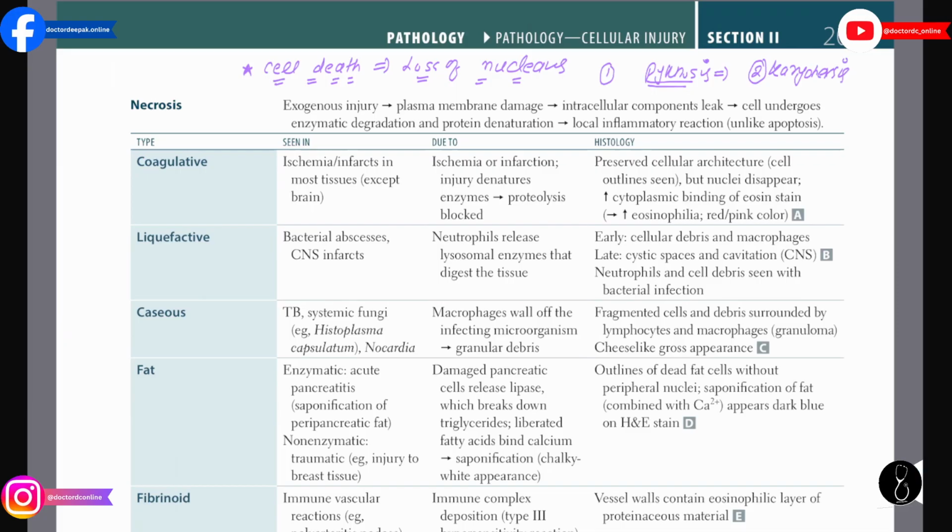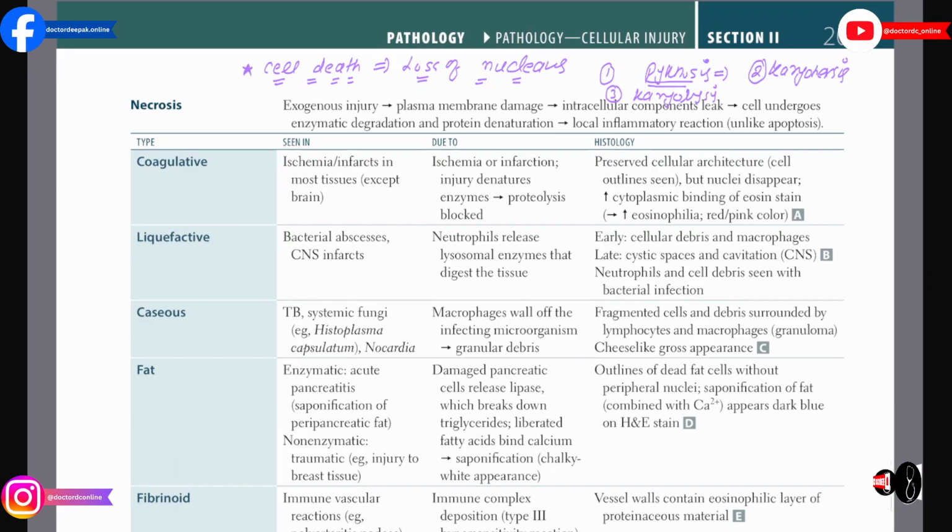And on the third point, we have to understand that if the nucleus is dissolved, it is called karyolysis. What is the meaning of karyolysis? Basically, it is a process in which the nucleus dissolves itself, and after dissolving, the nucleus will be lost. So these are the three mechanisms through which the loss of nucleus occurs, and this is the morphological hallmark of cell death.